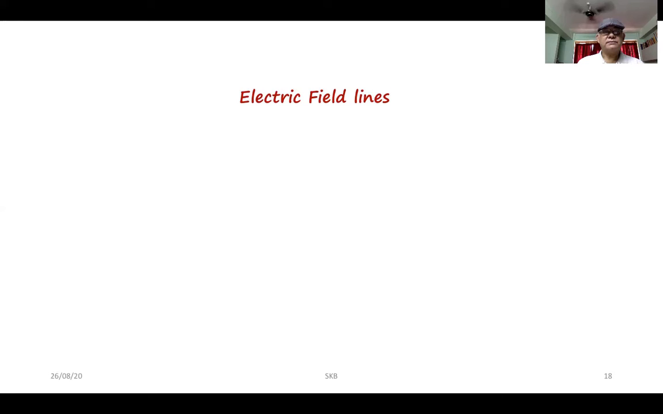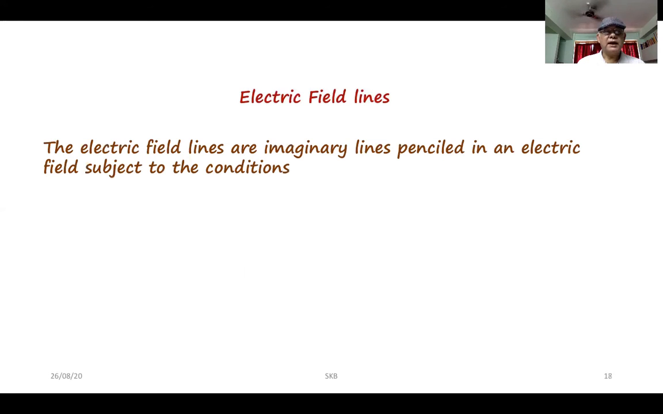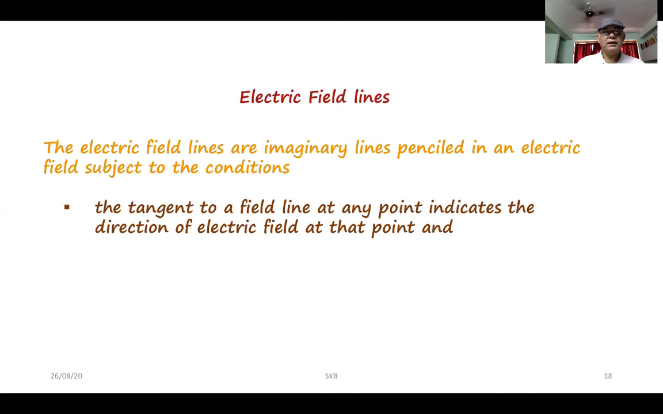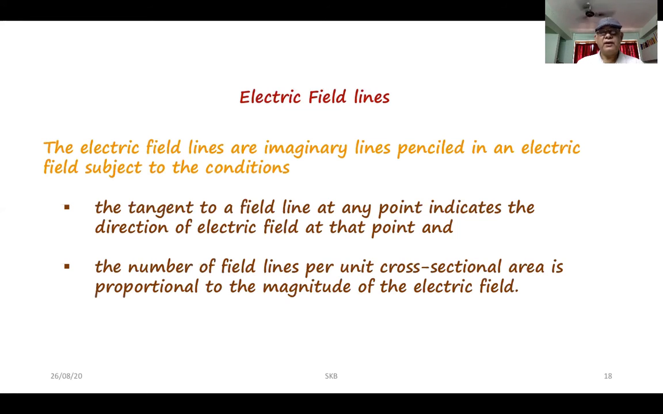Electric field lines. Electric field lines are imaginary lines penciled in an electric field subject to the conditions. The tangent to a field line at any point indicates the direction of electric field at that point, and the number of field lines per unit cross-sectional area is proportional to the magnitude of the electric field.